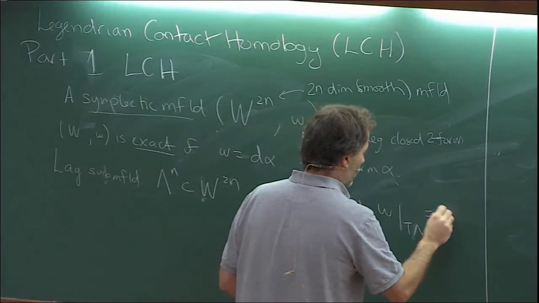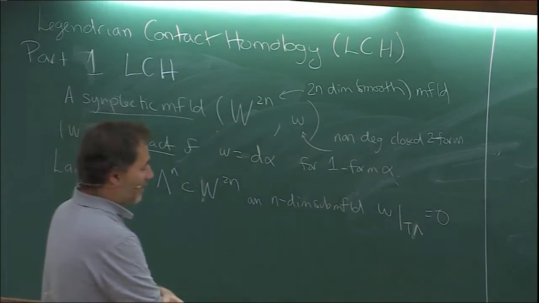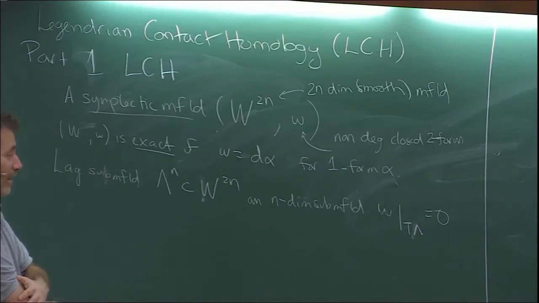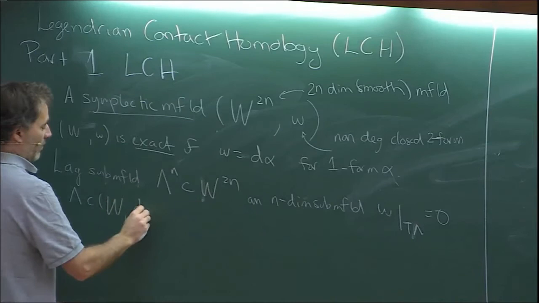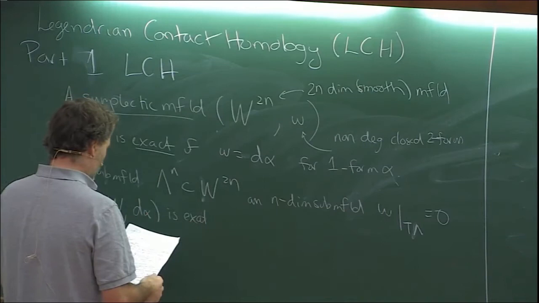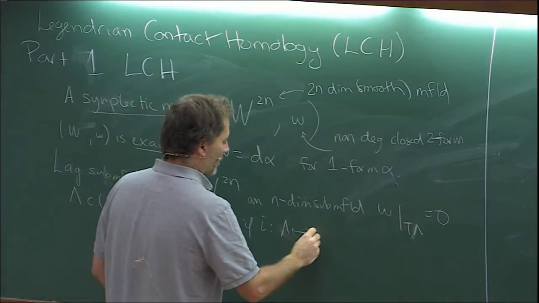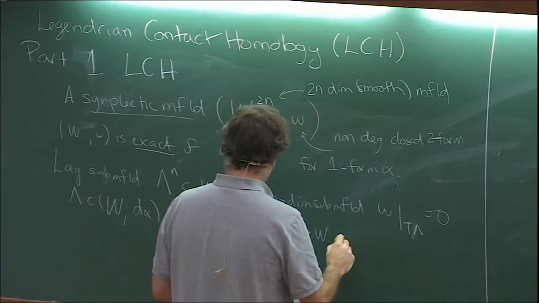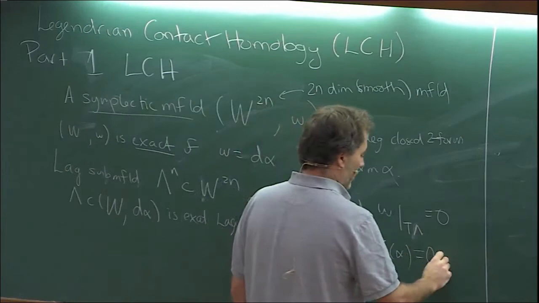So this is the largest submanifold for which this is possible, based on the non-degeneracy condition of omega. You can't have an n plus 1 dimensional submanifold, n plus 1 linearly independent vectors, which when paired together on omega vanish. So lambda sitting inside an exact symplectic manifold is an exact Lagrangian if you have this map and you pull back not the symplectic form, but the primitive, alpha, you get something which is trivial in cohomology.